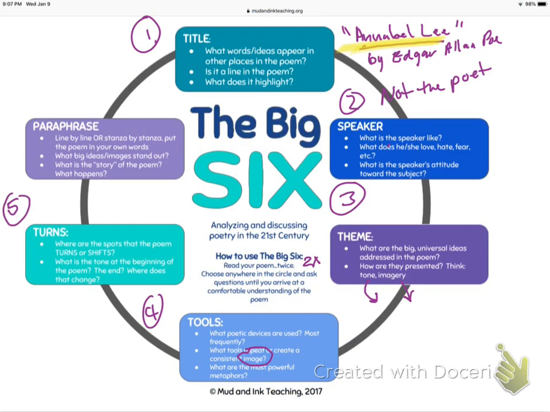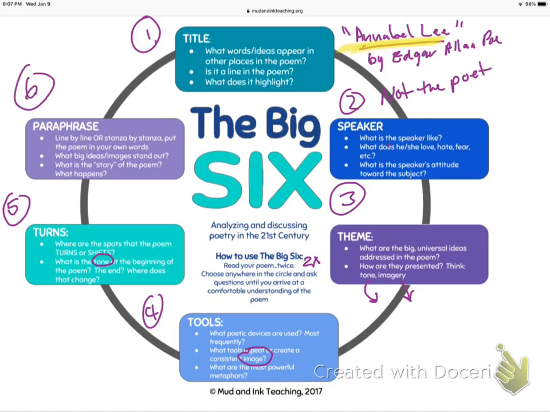Where are the spots that the poem turns or shifts? What is the tone at the beginning of the poem, the end, where does that change? Okay, so that's an interesting question. Figure that out. And then move on to this last one, six.